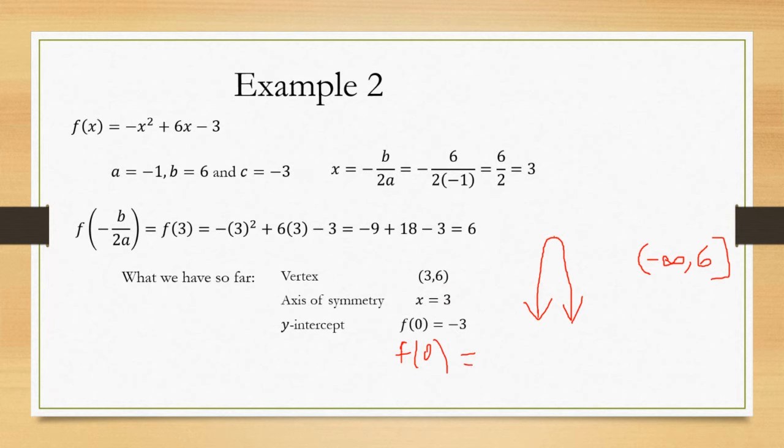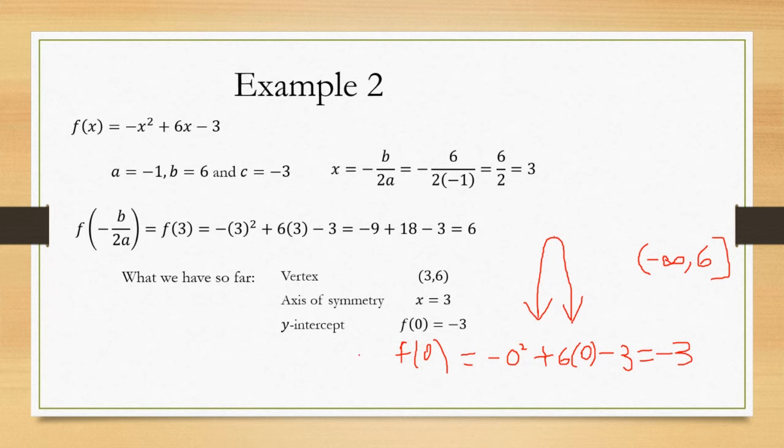So for f of 0, we would have minus 0 squared plus 6 times 0 minus 3. But you can see that minus 0 squared, well, that's just minus 0, which is gone. Anything times 0 is 0, so 6 times 0 is 0. So we just get minus 3. That's all we get. Okay, so I hope that's good.